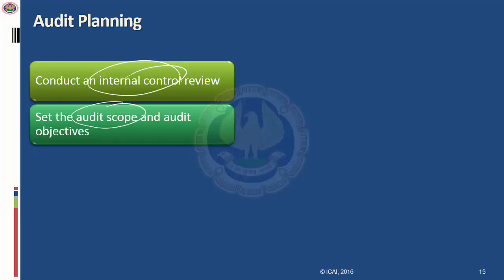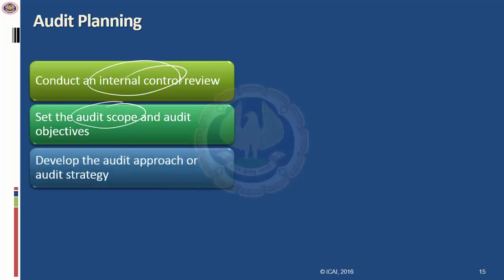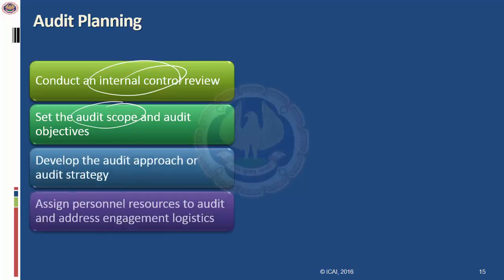You conduct an internal control review, how well the controls are implemented, and you set the audit scope and audit objectives, and develop the audit approach or the audit strategy in terms of how it is going to be done. You also decide what personnel are going to be deployed, what the requirements are in terms of skill set for the purpose of performing the assignment, and also the logistics of where it is going to be performed.